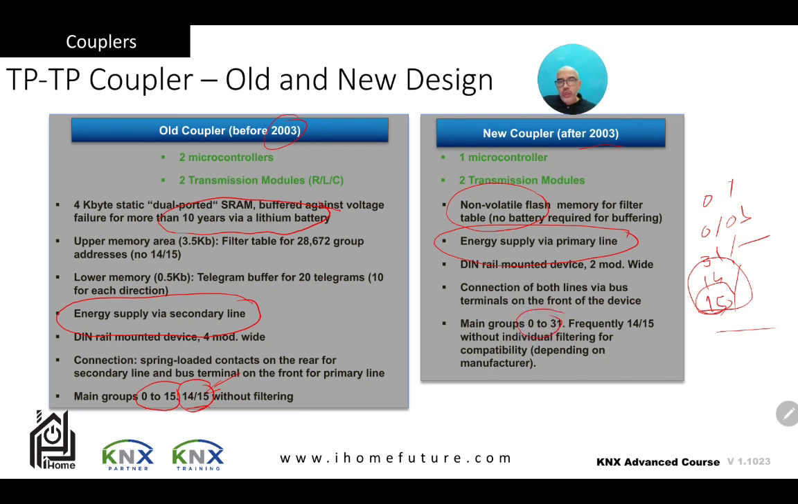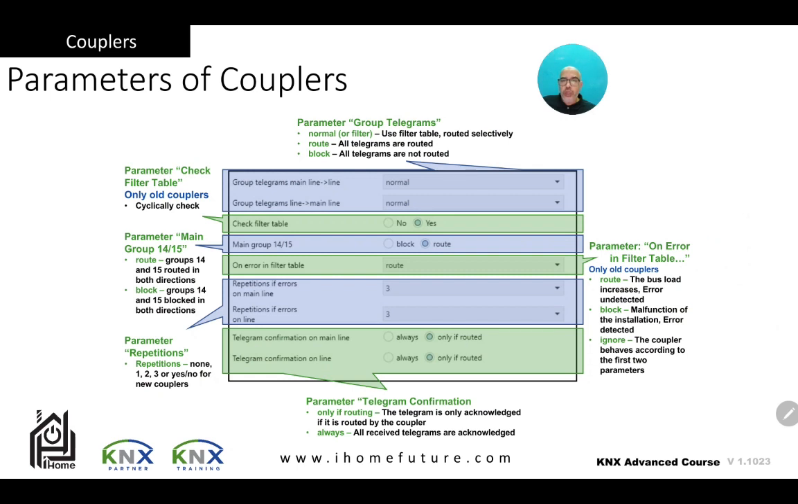This is why you will see in the parameters of the new couplers that we still have some settings for those group addresses, because they want to have some kind of compatibility with the old ones. These are the parameters of a coupler. Those two settings are not available anymore in the new coupler, so we will not see them. They are internal now. They were related to the filtering table, in case of an error in the filtering table itself. So we will not need to cover that.